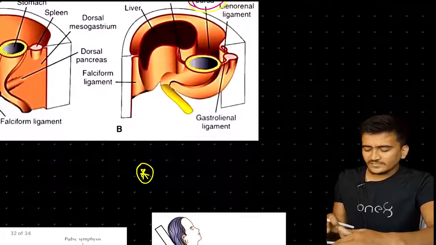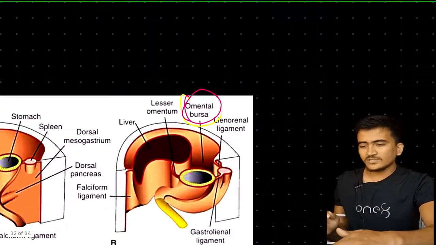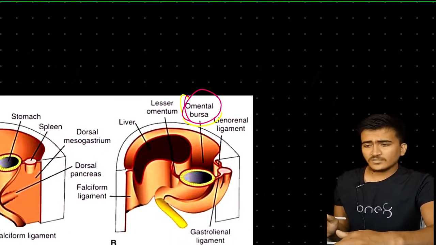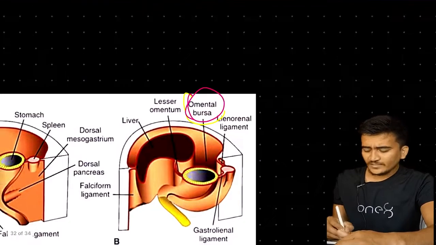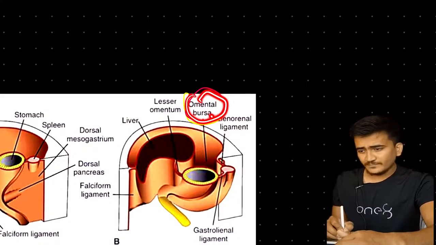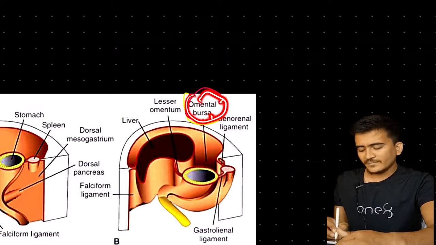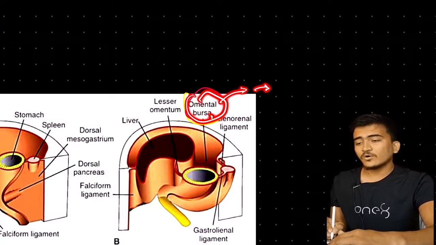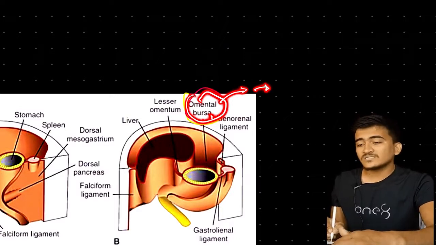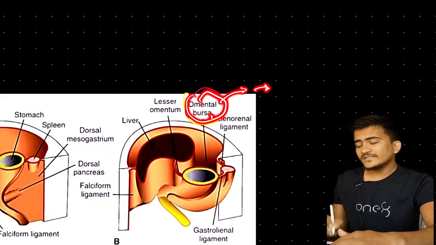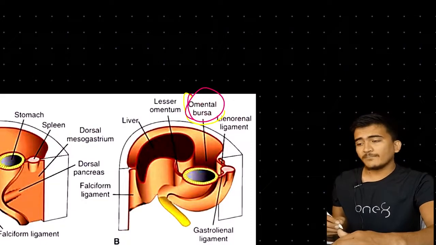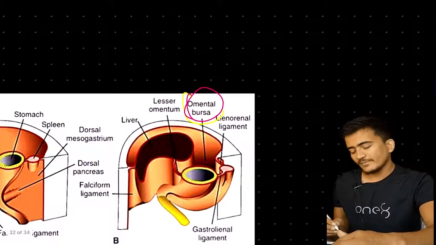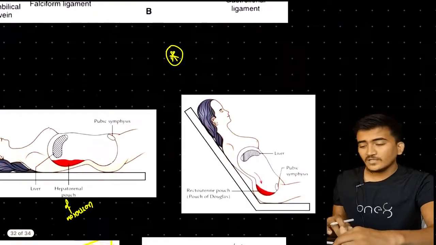Now what I'm saying is the lesser omental bursa or lesser sac. At the time of 90-degree rotation of the stomach, there is a sac or space behind the stomach on the right side, and it is called the lesser sac or omental bursa. It is also called the left subhepatic space. Why it is called the left subhepatic space, we'll know later on.